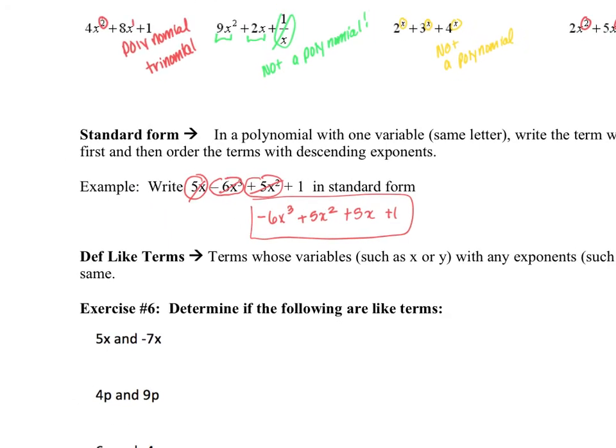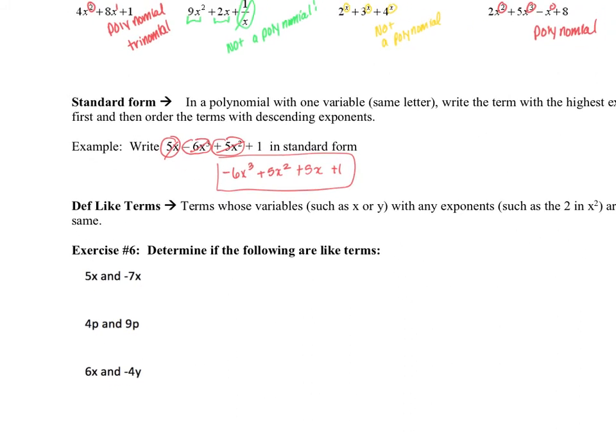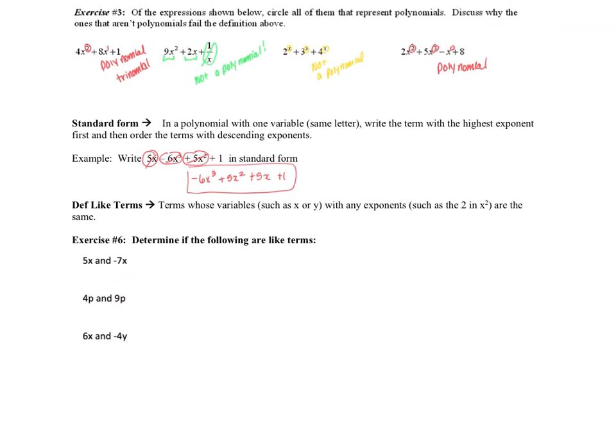Now, last but not least, like terms. The reason why we need to go over like terms is because tomorrow's lesson on adding and subtracting polynomial expressions is all based on the fact of are they like terms? So by definition, like terms are terms whose variables such as x or y with any exponent such as the 2 in x squared are the same. What we're going to do is we're going to determine if the following pairs are like terms.